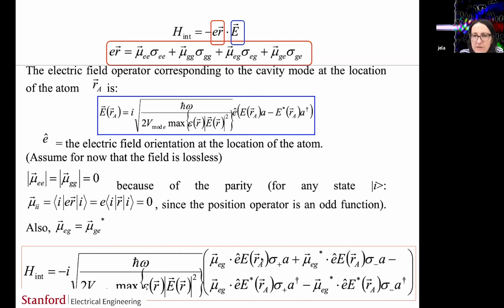So what is this? What process does this describe? Raising operator and annihilation operator. What would that be physically? Photon absorption. Exactly, right. You absorb a photon, you annihilate a photon from the field, and you raise the atom. That's a physical process. What about sigma minus a dagger?